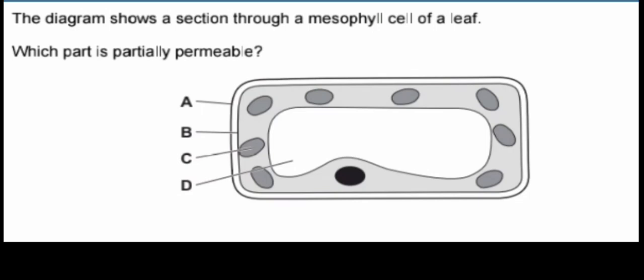The next question. The diagram shows a section through a mesophyll cell of a leaf. Which part is partially permeable? So in talk of a part which is partially permeable, the other way that we can say partially permeable is selectively semi-permeable. Now the part which is selectively semi-permeable is called the cell membrane, and the cell membrane in this diagram is structure B. So meaning B is going to be the answer.